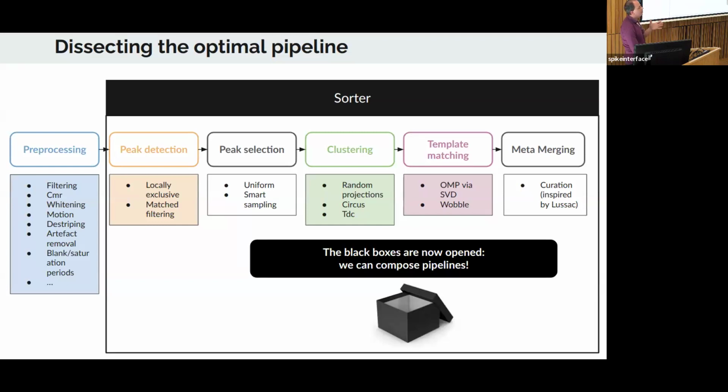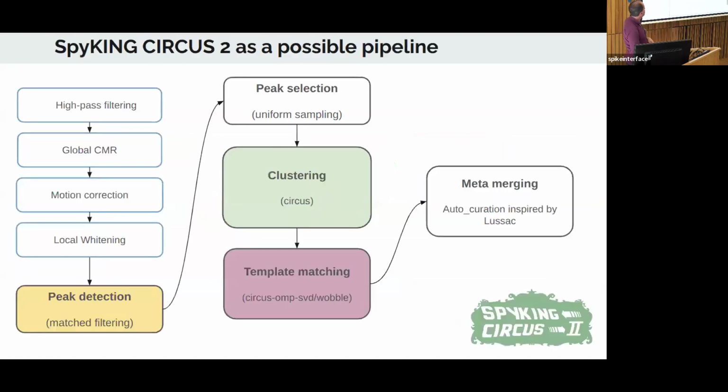Similarly to the motion correction, maybe pipelines are just a set of presets of choices that would have to be made. Spyking Circus 2, in a sense, is a pioneering spike sorter in the SpikeInterface framework. It's a choice: I use the matched filtering here. The clustering is the one from Circus, and the template matching is the OMP SVD, or Wobble if you want to be faster, but who cares? And the meta merging is something I didn't talk about today, but that's a choice.